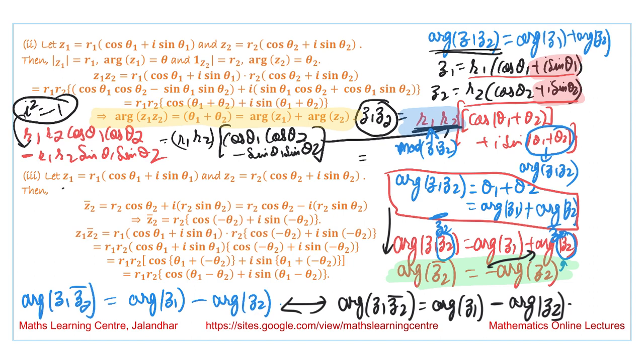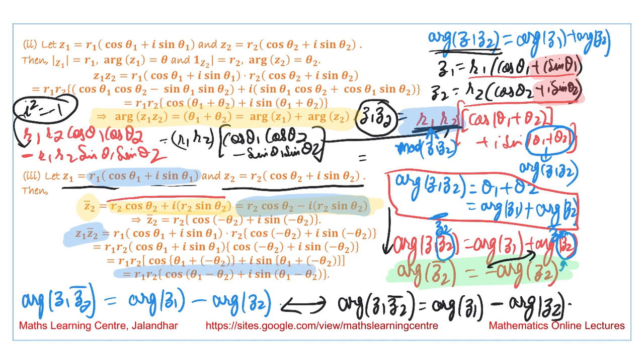Otherwise, what you have to do is write z1, write the value of z2. After that, you will calculate the value of z2 bar. The value of z2 bar is r2 cos theta 2 minus iota r2 sin theta 2. Then you will multiply the value of z1 and z2 bar, and you will obtain the answer in this form. This proves that argument of z1 z2 bar is equal to argument of z1 minus argument of z2. Otherwise, we are directly using the earlier result to prove it.